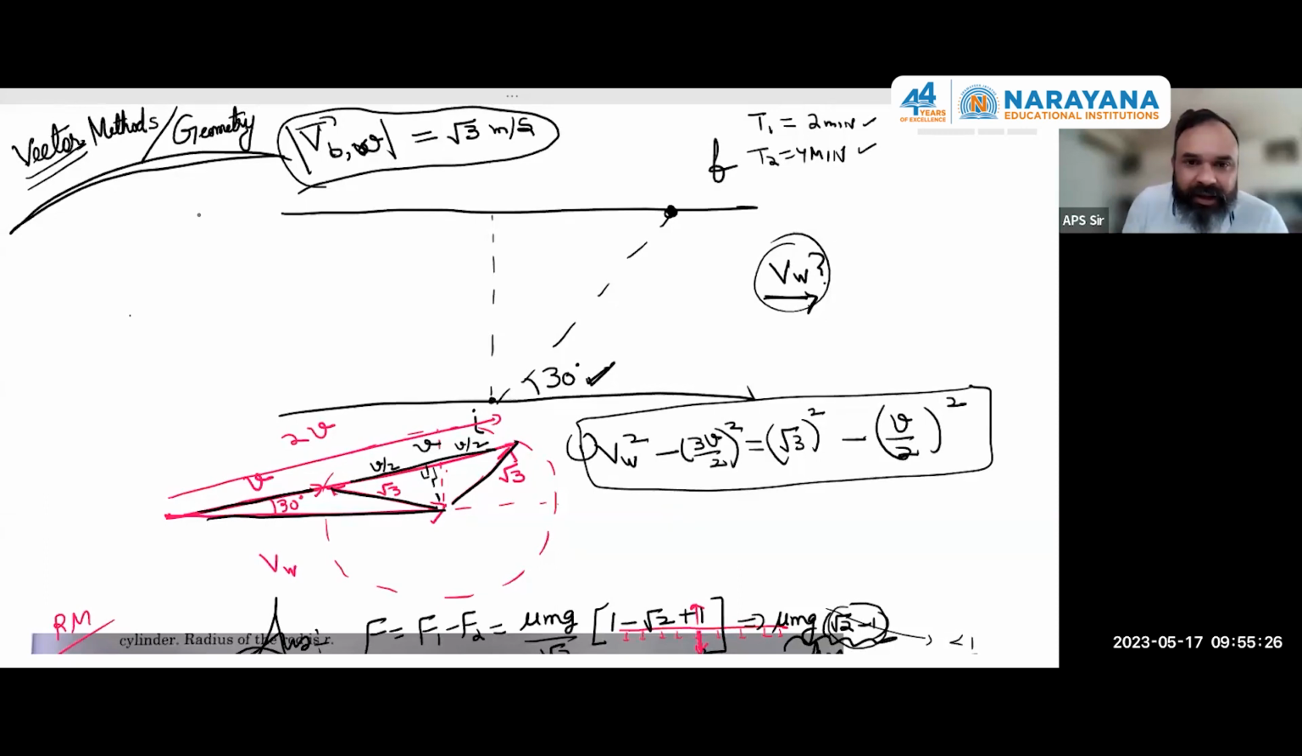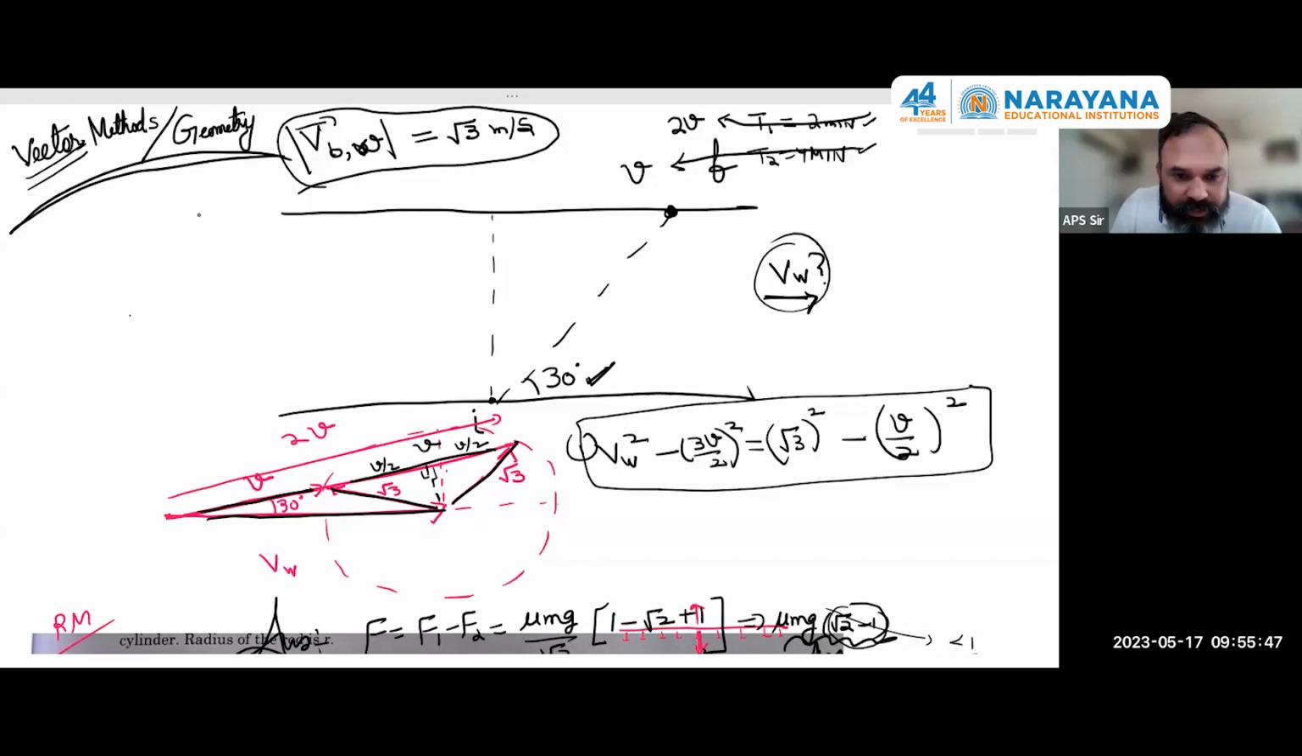What is this V? This V is the net speed of the boy with respect to Earth in one case and 2V in the other case. 2V when he will take less time, which is half, and V in this case when he will take more time. So the factor of time is the factor of velocity. So I directly took that factor 2.